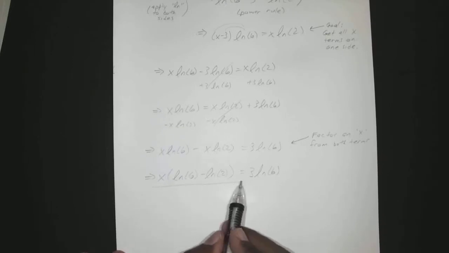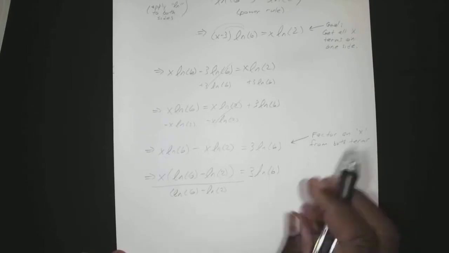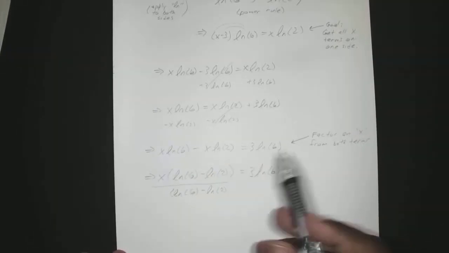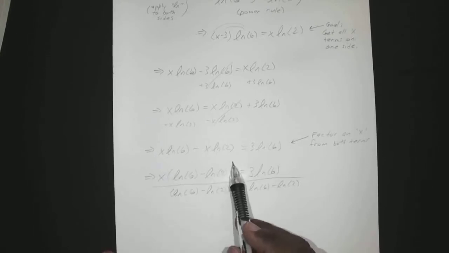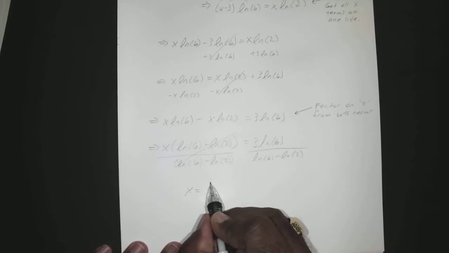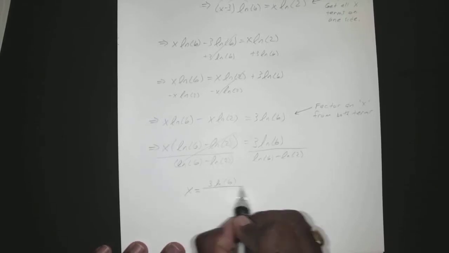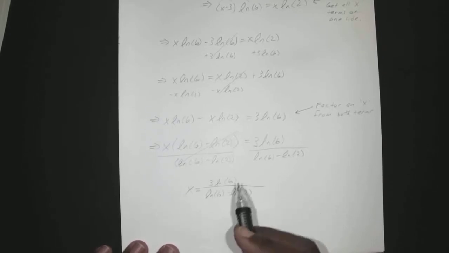Okay. So now that you have that x factored out, you just divide both sides. So natural log of 6 minus the natural log of 2, and you divide the other side by the same thing. Okay, so anything divided by itself is just going to equal 1. So that cancels out. So you actually have x equals 3 natural log of 6 over natural log of 6 minus natural log of 2, which is your exact answer.